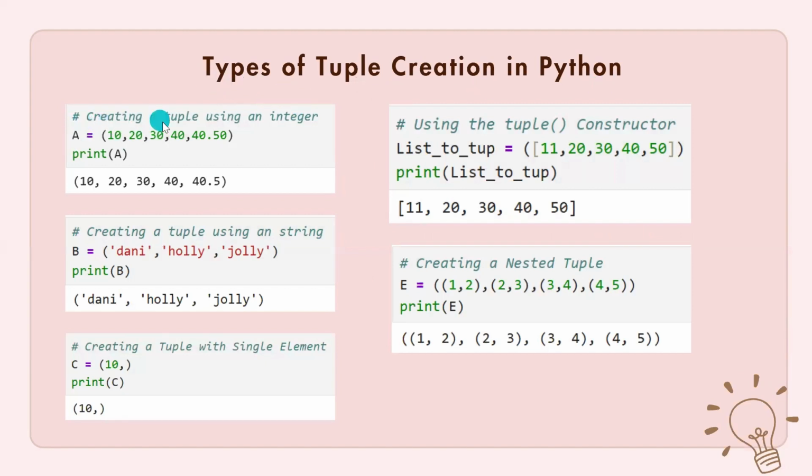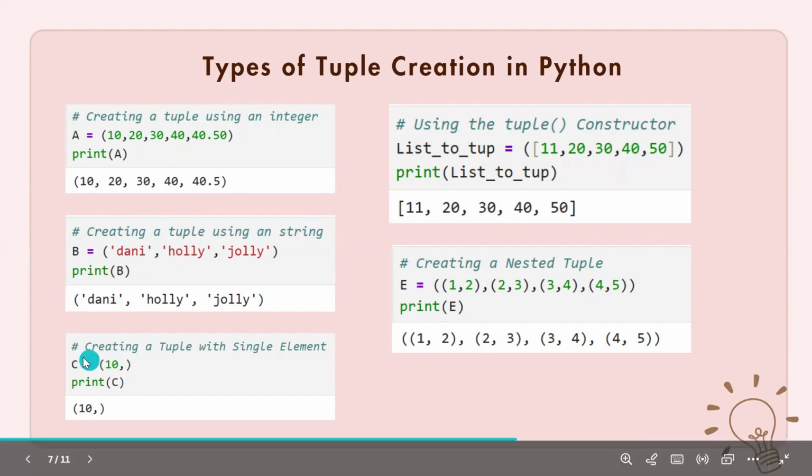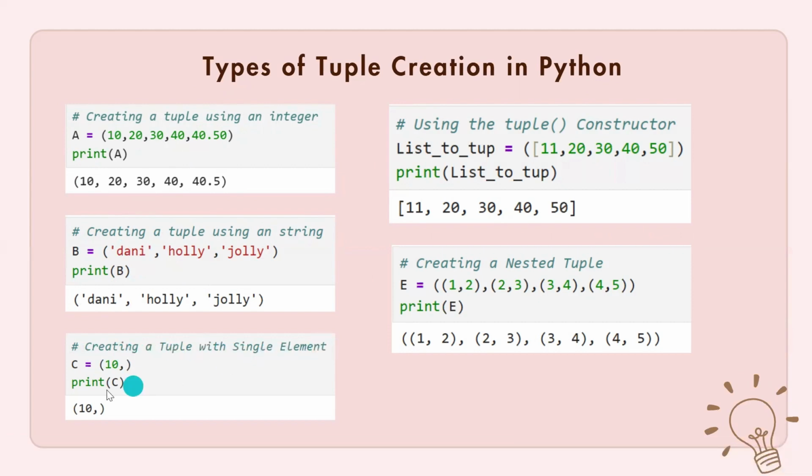First one is creating a tuple using an integer type. This is the result of this program. And the second type is creating a tuple using a string. And here this is the output of this program. And the third type is creating a tuple with a single element.